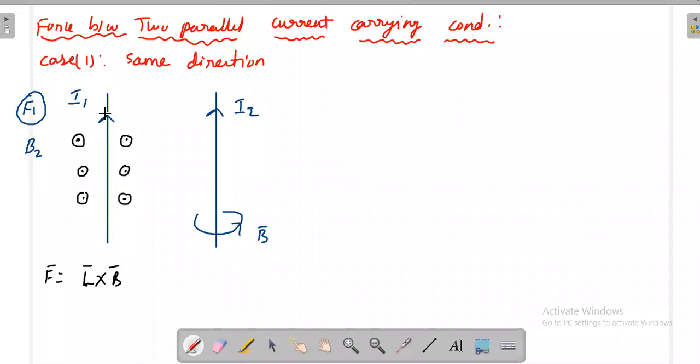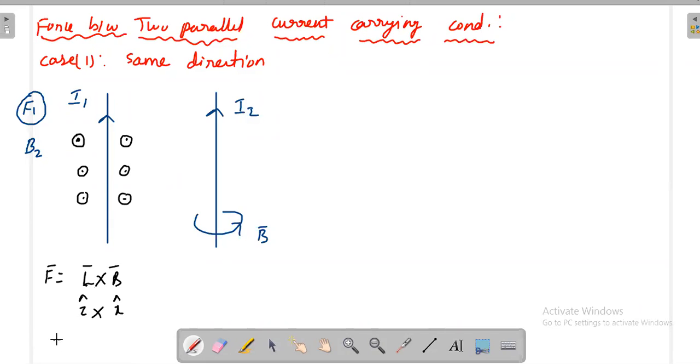What is the direction of L? The direction of L is the Z cap direction. What is the direction of B? The magnetic field is coming outside the screen, perpendicular to your eyes, so it's coming towards you. Yesterday I told you that once it comes towards you, that direction is called the X cap direction. So the current is flowing in the Z cap direction and the magnetic field is coming towards the X cap direction. The force will act in the Y cap direction.